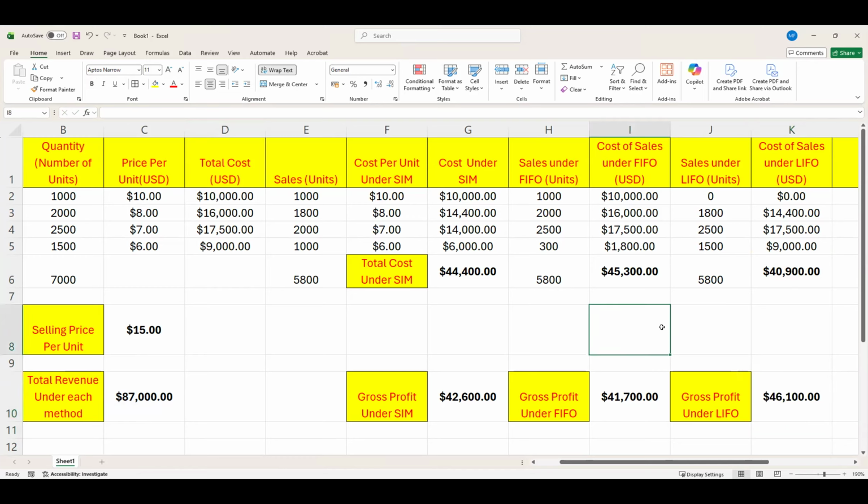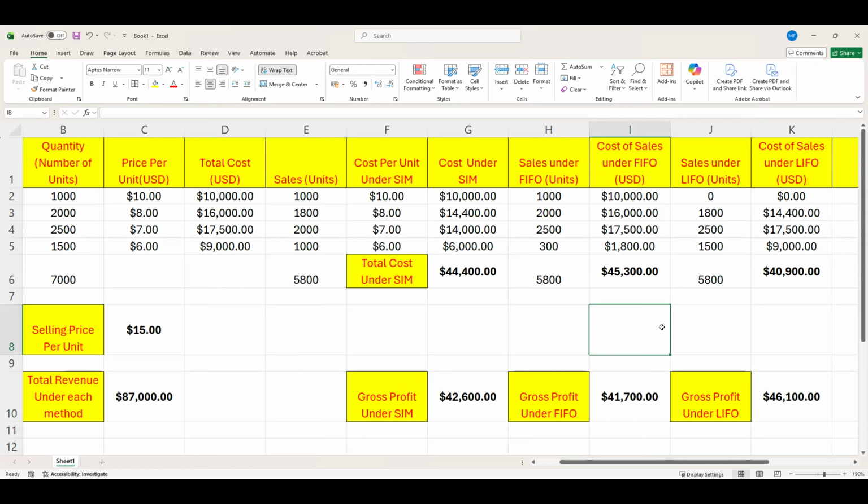So you can see the difference. Just by looking at the numbers, it should now be so clear in your mind, because the question may not be asked directly about the cost only. They can ask about gross profit also. So in which case is the gross profit highest?